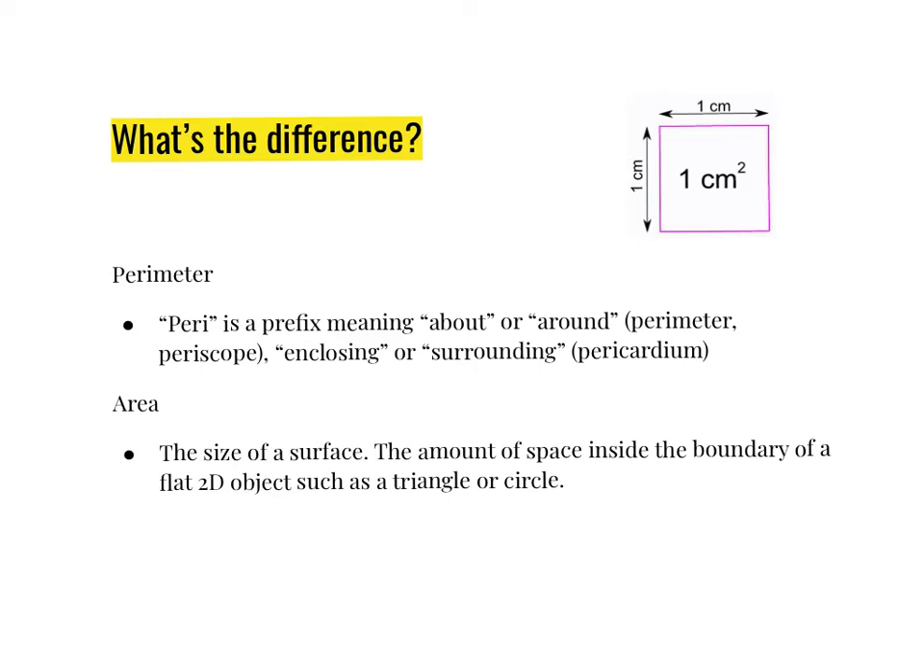Perimeter just means it's the distance around an object, so on the outside, so one-dimensional. Area is the size of the surface, so the amount of space inside of the boundary of a 2D flat object. So that's referring to the space inside of our square here.